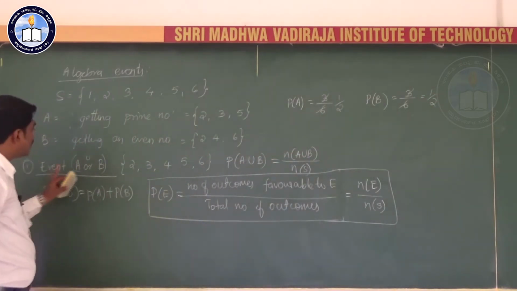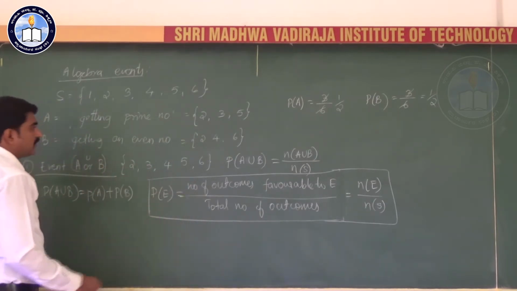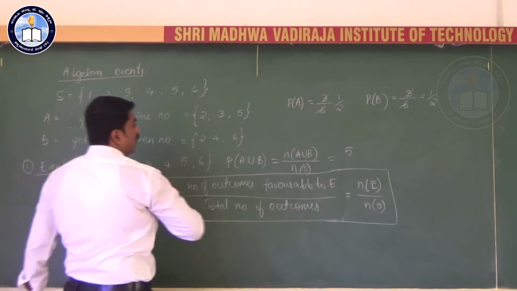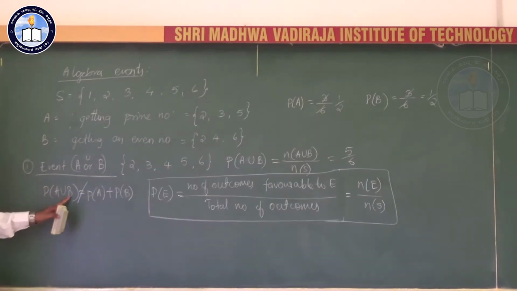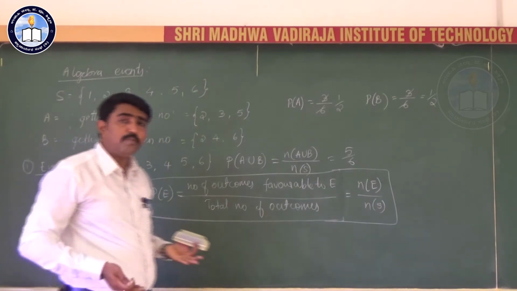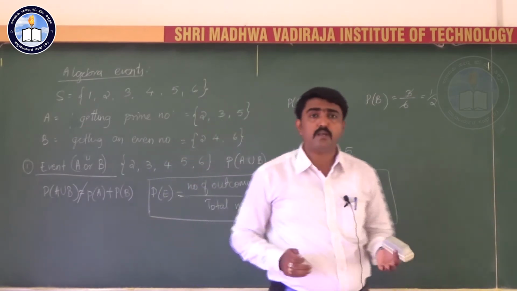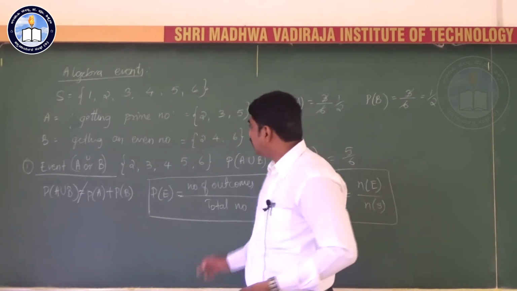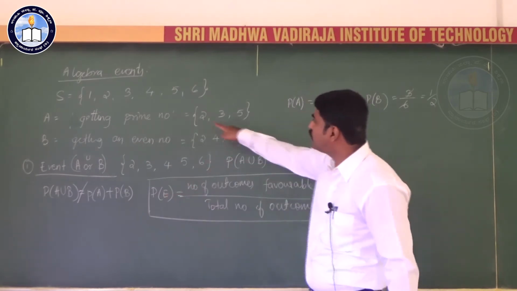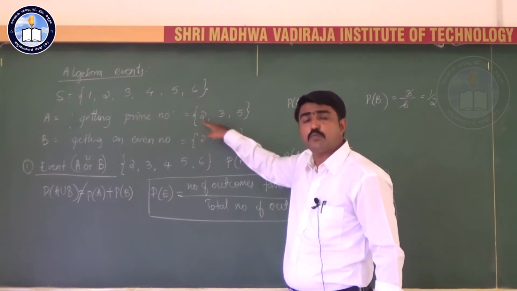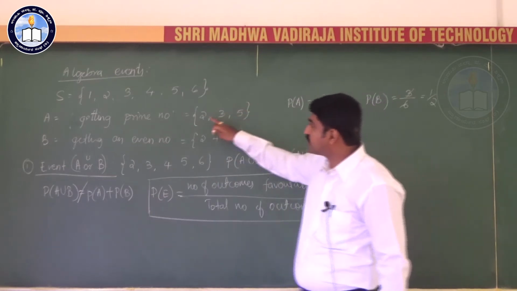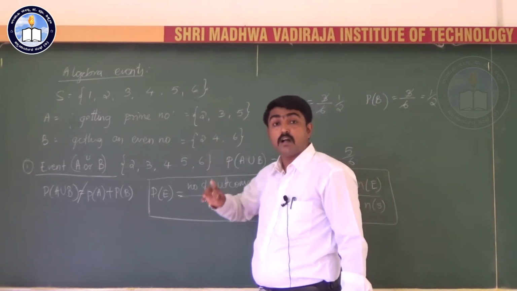But what is the probability of the event A or B? Just now we found that it is n of A union B, that is 5 divided by 6. So P of A union B is not at all equal to P of A plus P of B. Why are these two not equal? Because 2 is the outcome which is common to both. It is included in both of these. So we have to subtract the probability of that common outcome.